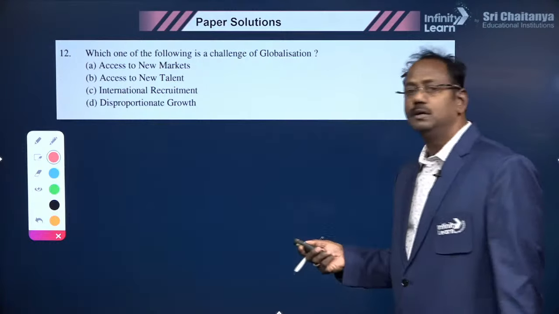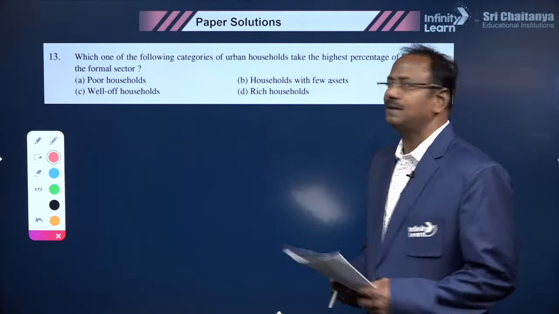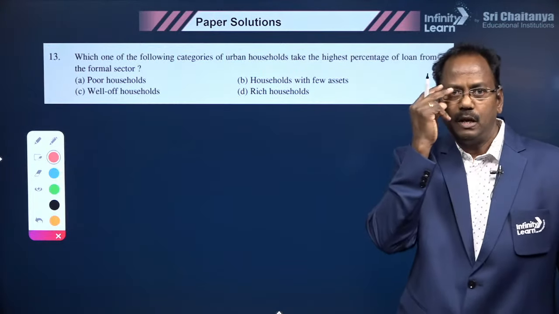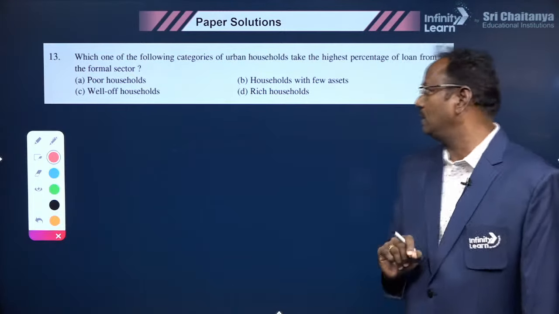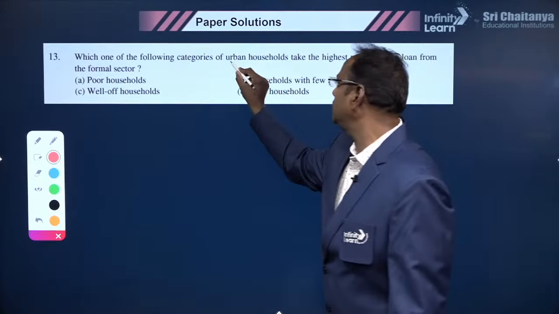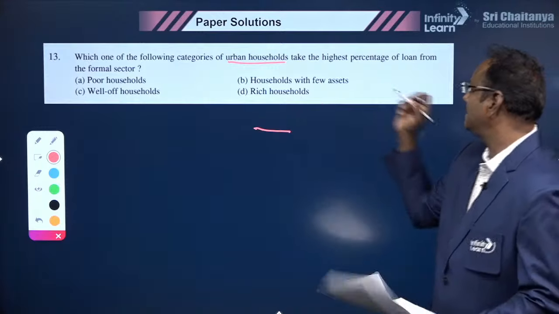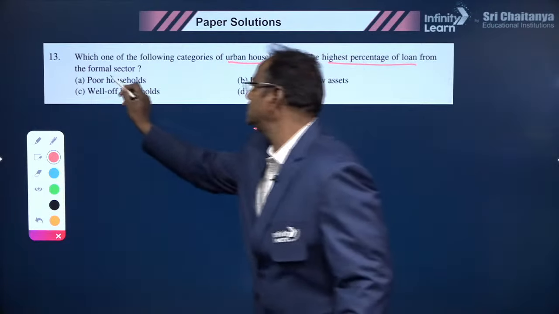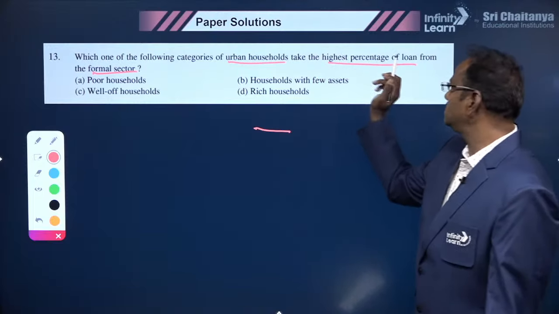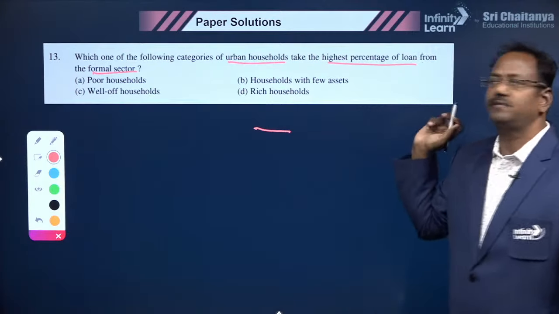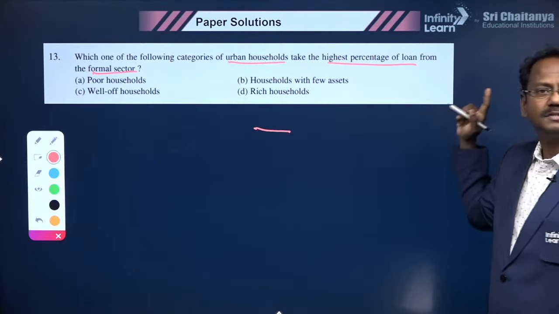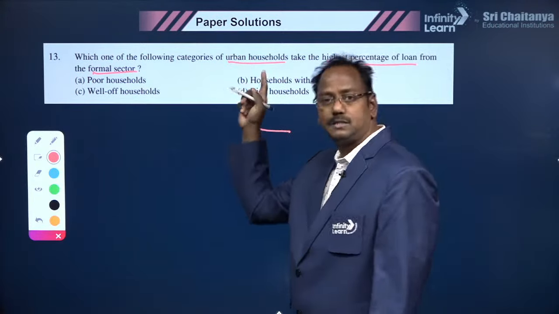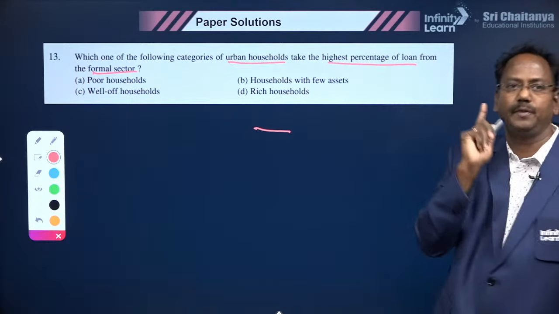The next question, I would like to go for question number 13. Which one of the following categories of urban households take... please try to understand the question very clearly. Every part of the question you need to read and understand very clearly. The categories of urban households, so it is all about urban households. That is the first point. The second is the highest percentage of loans. And the third point is from the formal sector. So you have to consider these three levels. Most of the categories of urban households take the highest percentage of loans from the formal sector. If you misunderstand it as informal sector, you make a mistake. If you misunderstand urban as rural, you make a mistake. The highest and lowest, if you misunderstand, you lose a mark.